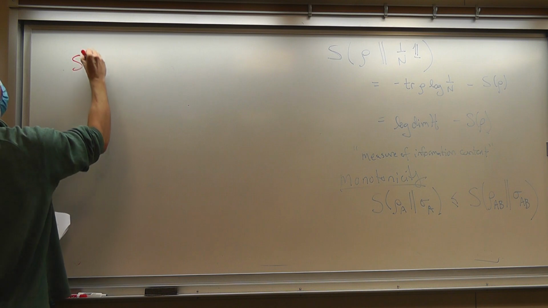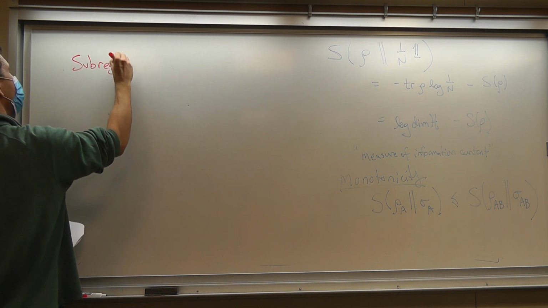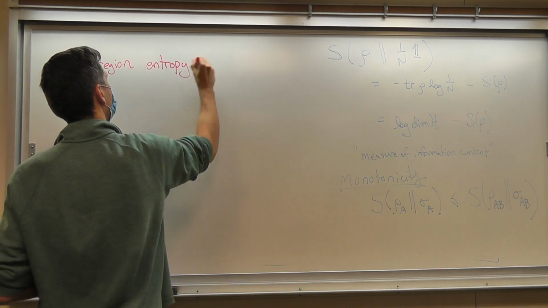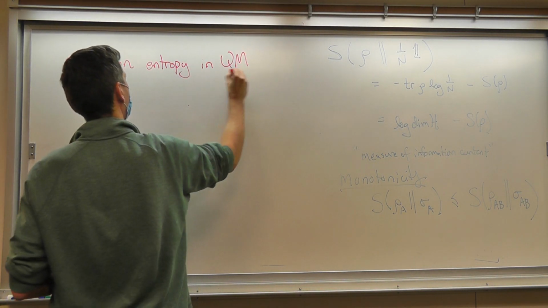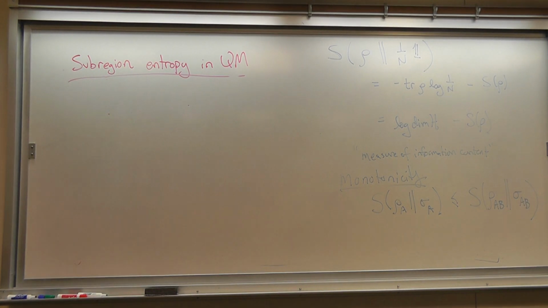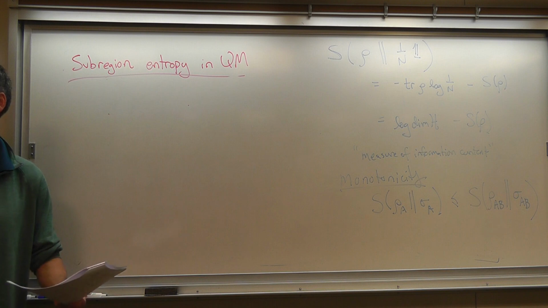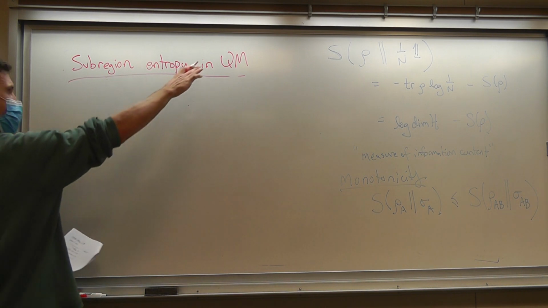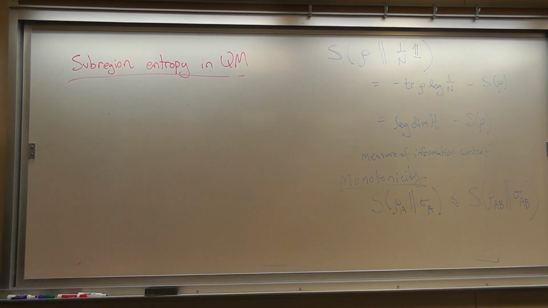Okay, so now I want to talk about entanglement entropy, and in particular subregion entropy as it appears in physics. By physics I mean physical systems with a Hamiltonian and whatnot, as opposed to just manipulating qubits on a quantum computer. So we're going to start with quantum mechanics, and then we're going to quickly jump to quantum field theory. But some of the concepts are similar.